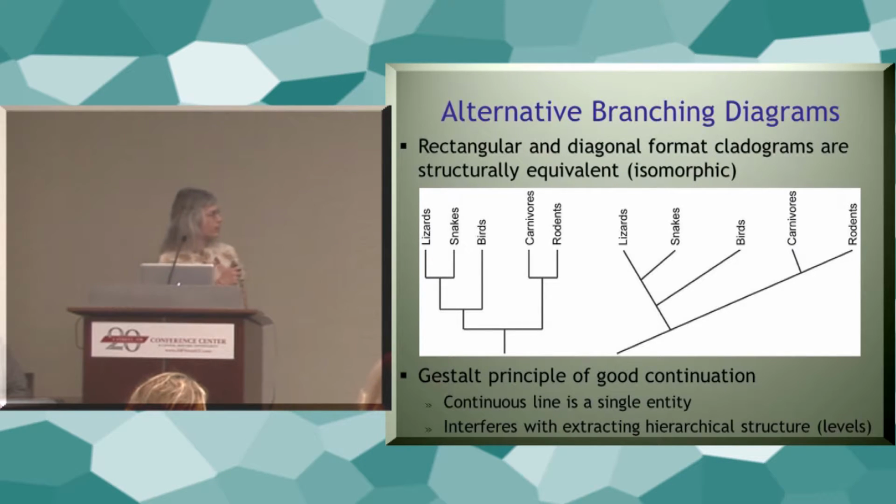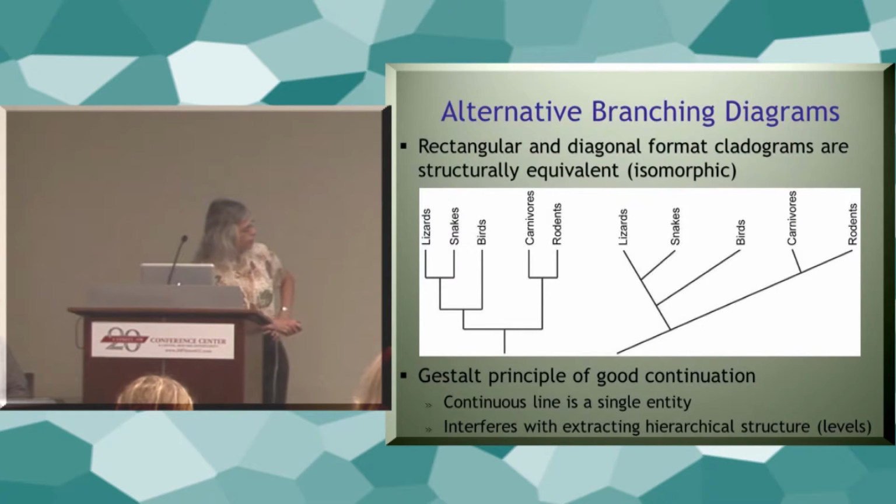They're isomorphic, so if you look at the rectangular format on the left, you can see that lizards and snakes form this group that joins first. You see the same thing in the diagonal format. The lizard-snake group then joins with birds, which again you can see in the diagonal format. The carnivores and rodents form what's called a sister group, which you can see in the diagonal format, and then the lizard-snake-bird group joins with carnivores and rodents, and that happens in both cases.